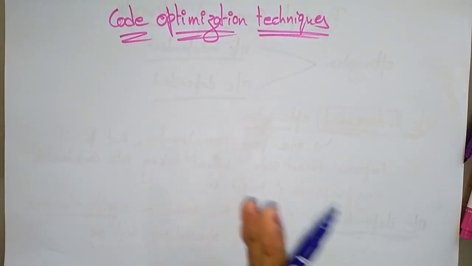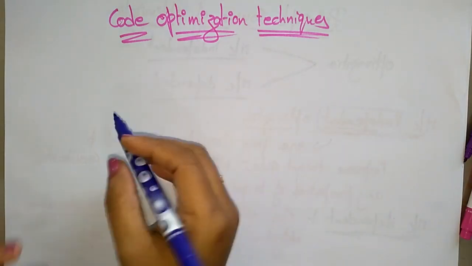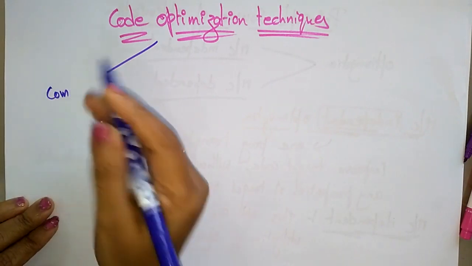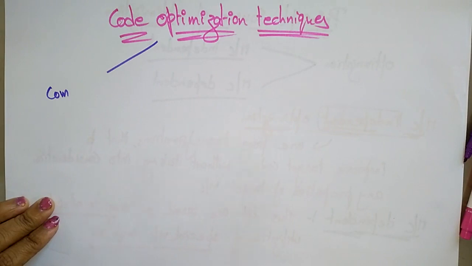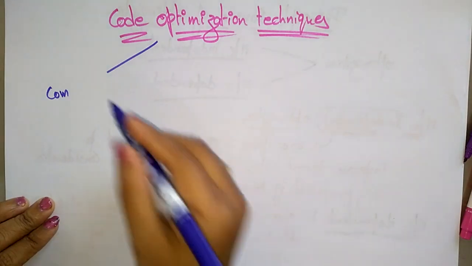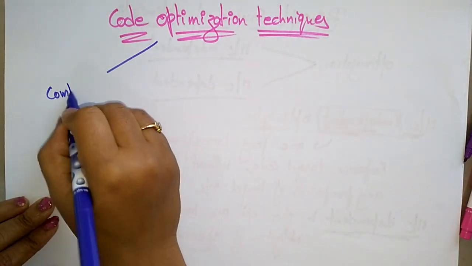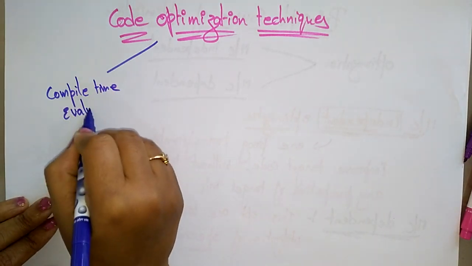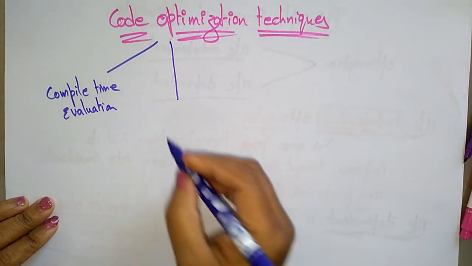So the code optimization is done in different ways. What are the different ways that it can be done? Code optimization means you are going to reduce the code and make it a more efficient target code. Improve target code. The first technique is compile time evaluation.